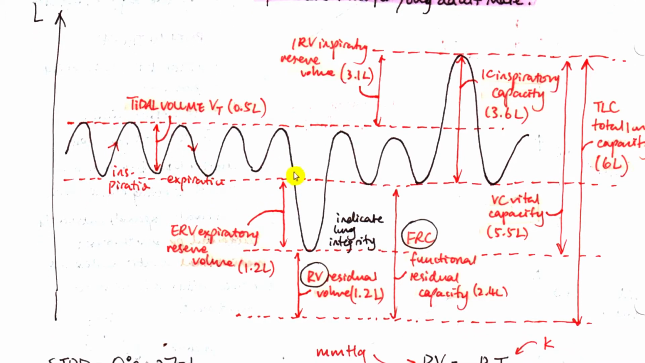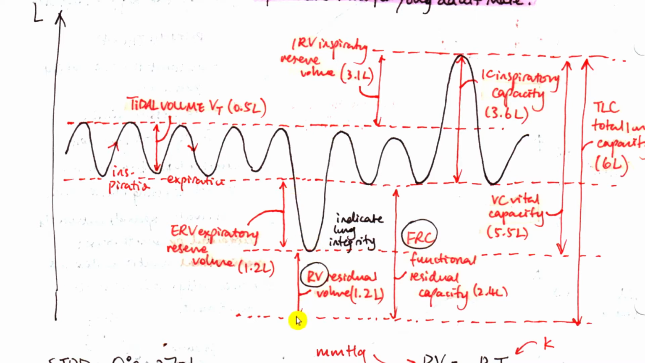Now the expiratory reserve volume, the ERV, is about 1.2 litres, and you can see that this is when he exhales. So this is the volume of air which he can exhale past his normal tidal volume, which is about 1.2 litres, and this indicates lung integrity. So if this expiratory reserve volume is very small, then he might have a lung disease or something wrong with his lungs. Now the residual volume is the amount of air left after he expires fully.